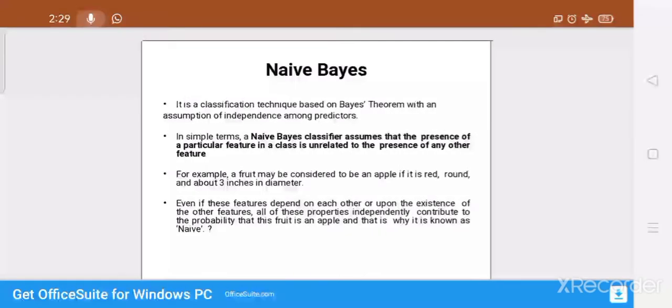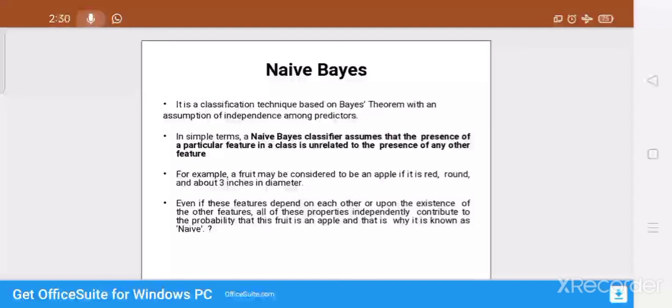So what is Naive Bayes? It is a classification technique based on the Bayes theorem with an assumption of independence among predictors. In simple terms, we can define it as: Naive Bayes classifiers assume that the presence of a particular feature in a class is unrelated to the presence of any other feature. This can be explained with the help of an example.